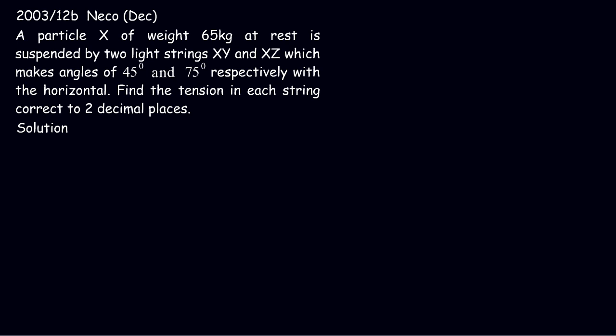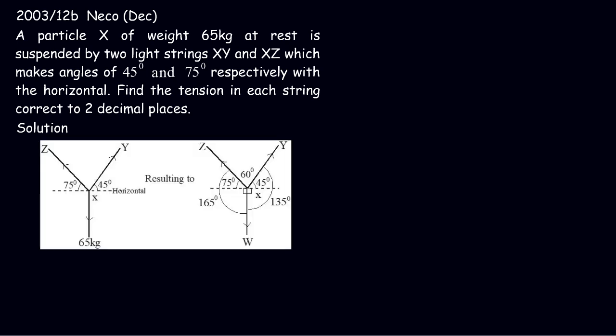Now our very first point of action is to sketch our question, sketch our forces and the angles, and try and get the angle between each of the forces. When we do that, we get something as shown in the diagram. We know that our angles to the horizontal are 75 and 45, and from our knowledge of geometry, the angle below will be 90, which makes our angle between Z and W to be 165 degrees, and the angle between Y and W to be 135 degrees.